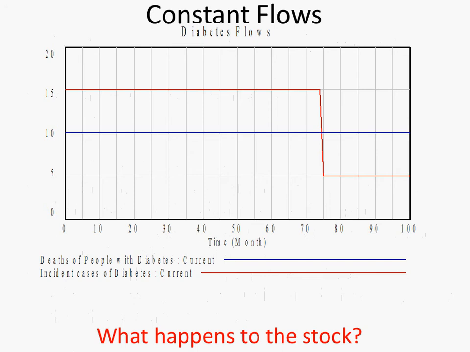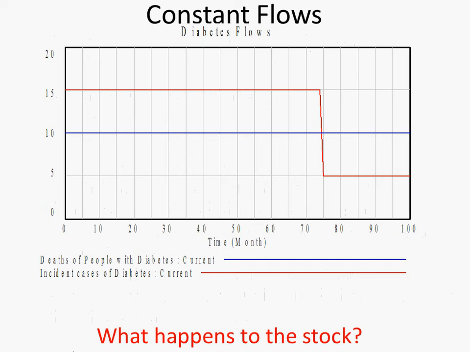Okay, so here we have a situation where we have a flow of mortality, so a death flow associated with 10 people per month, and we have a number of people developing diabetes of 15 people per month, up to time about 70, 75, and after that it's 5 people per month. So the situation is a little bit similar to the situation we saw earlier, but now we have an inflow and an outflow. The blue is the outflow, the red is the inflow. Ladies and gentlemen, what will be the result over time?